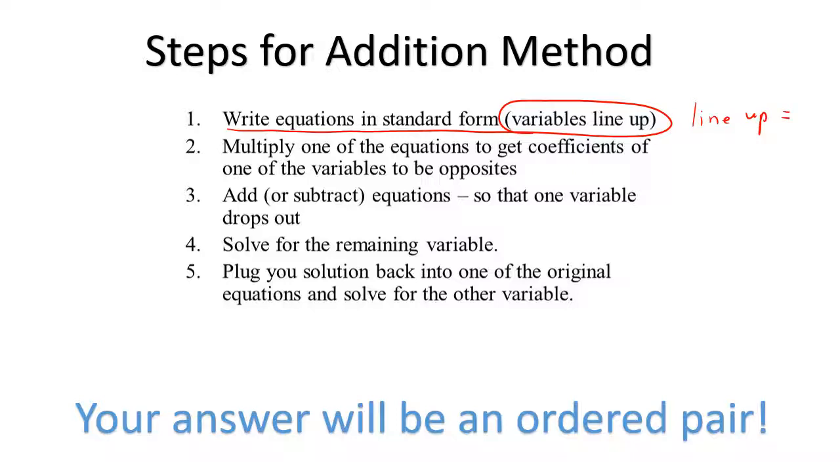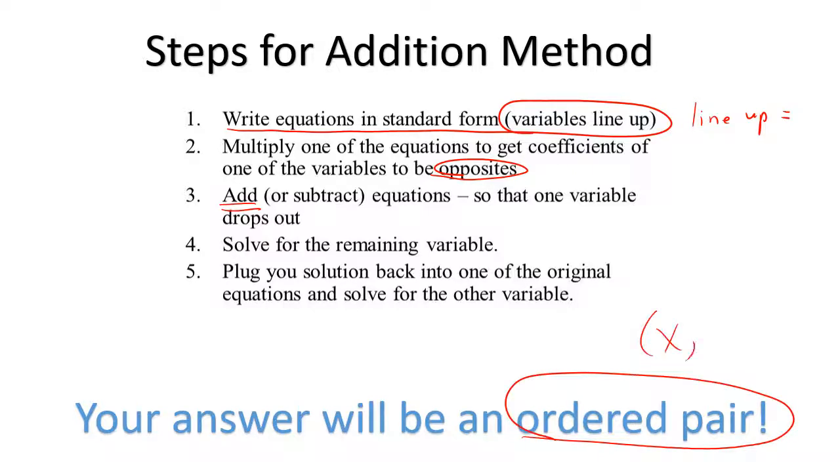Then you will multiply one of those equations, or possibly both, so that the coefficients of one appear to be opposites. That way, when you add these equations, one of the variables will cancel out. You solve for the remaining variable, and then you will plug that back into the original. Remember, your answer must always be an ordered pair with both an x and a y value.